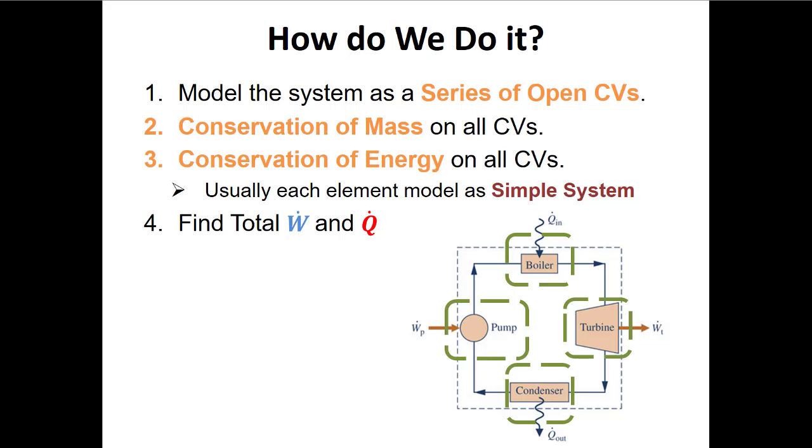Oftentimes, we'll assume that each one of these components is a simple system, which means that either the purpose of the system is to transfer heat, or the purpose of the system is to put work into the system or get work out of the system. And then we'll use the first law to find the power or the rate of heat transfer in the process that goes on in each one of these components.